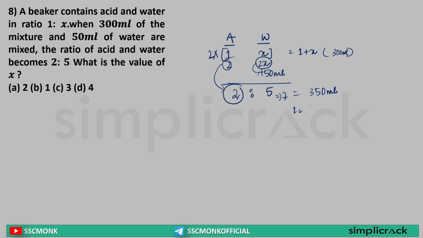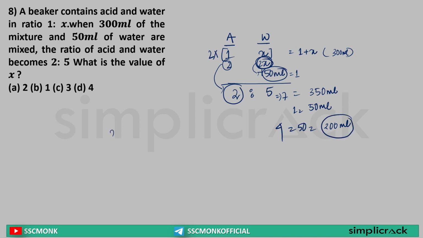That means 1 part is 350 by 7, that is 50 milliliter. Sir, if 1 part is 50 milliliter, what is it asking? Sir, 4 parts of milk was initially there. Sir, 4 parts of milk is equal to 4 into 50, that is equal to 200 milliliter. Yes or no? Yes, sir.